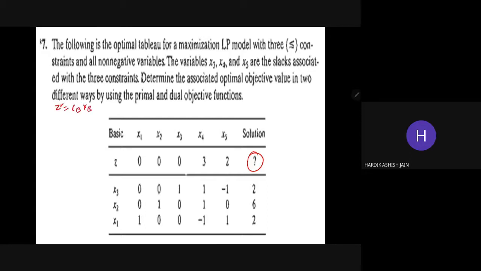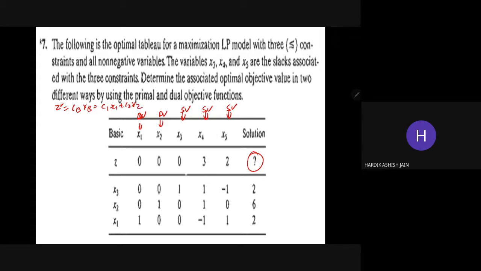CB XB. Now we have x1, x2, x3, x4, x5 as variables. So these are the decision variables, and these are the slack variables. Means the problem is of 2 variables with 3 constraints. So in this case, Z will be C1 x1 plus C2 x2.